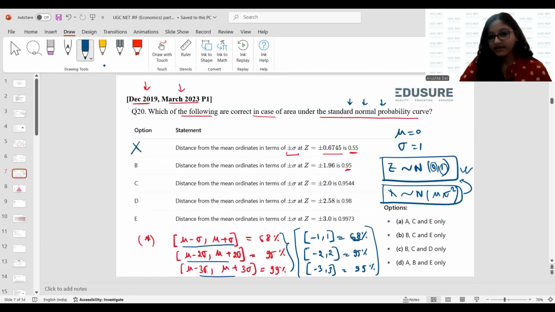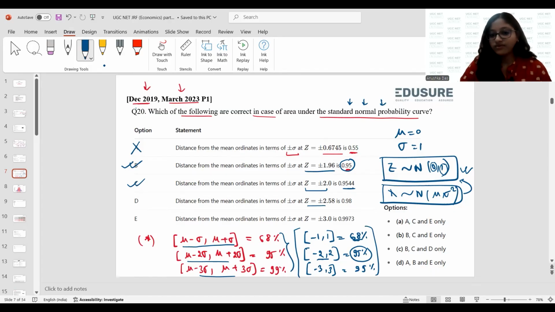Now see, if z is plus minus 1.96, in which category does plus minus 1.96 fall? It falls in this category, -2 to +2. The probability is 0.95, right? So this is correct. Now the third option, distance from the mean in terms of z is exactly ±2. The probability is again 0.95, which is again true. The distance from the mean ordinate, this is 0.98.